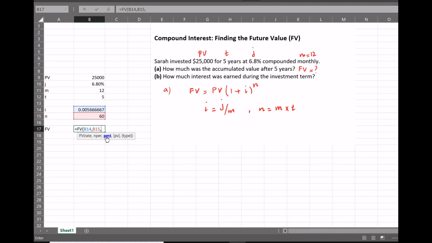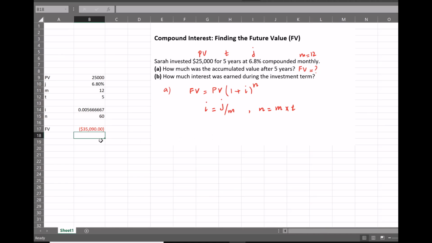Then PMT. PMT is not relevant for compound interest problems because PMT is 0, right? There are no periodic payments. We use PMT for annuities, which is going to be covered in a separate video. So in this case, because there is no periodic payment, you press 0, and PV is $25,000. Type is also for annuities. It identifies if it's an annuity due or an ordinary annuity. Here, you could just ignore that. And press enter. That's $35,090.